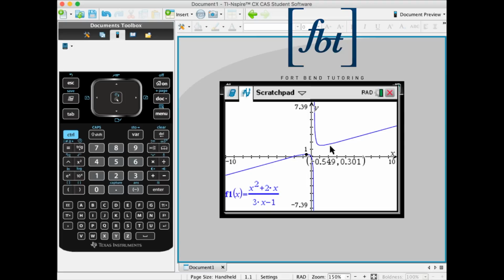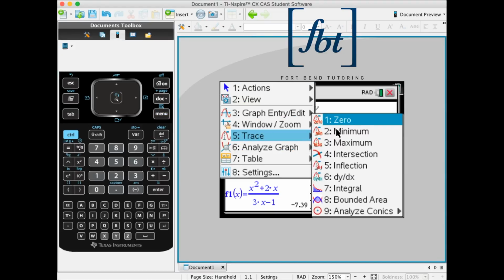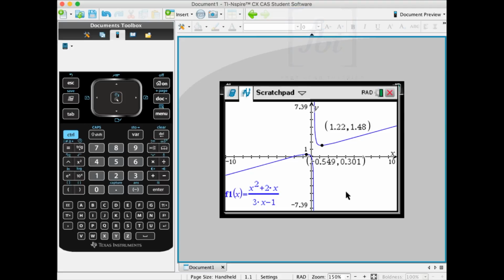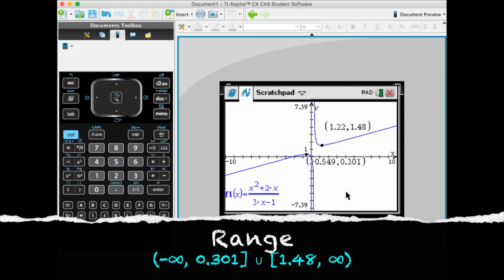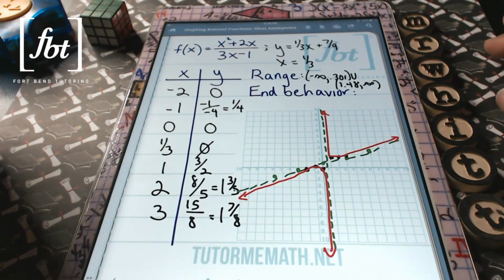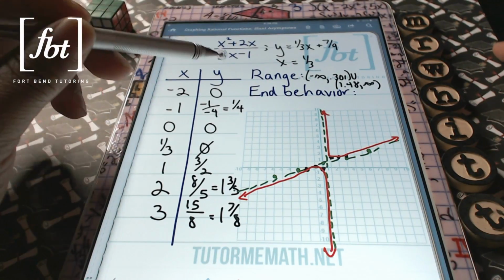Then on the right side of our asymptote, we're going to be identifying this minimum value here to find out where it picks up again. So we'll go to menu, analyze graph, and go to minimum. And then we'll start about here and move over here, and it's identified the minimum value. So let's move that right up there. Okay. So based on that, our range is going to be from negative infinity to approximately 0.301, union approximately 1.48 to positive infinity. So this will help us accurately identify our range when we have slant asymptotes.